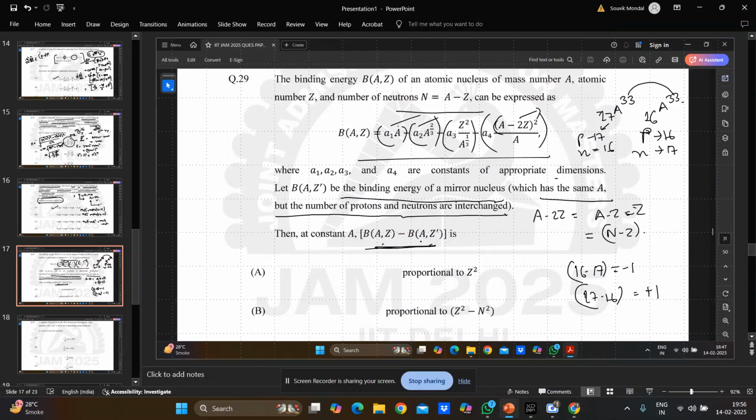So the only contribution is from this term. One has Z, one has Z prime, so the difference will be proportional to Z square minus Z prime square. Now Z prime is simply N, because neutrons and protons are interchanged. Z prime is simply A minus Z, nothing but N, as they are interchanged. Like 17, 16 and 16, 17. So it is proportional to Z square minus N square.